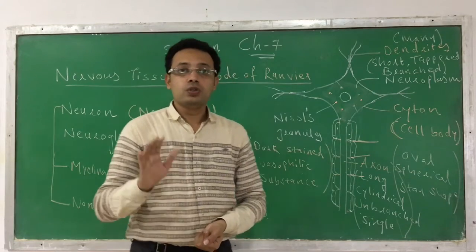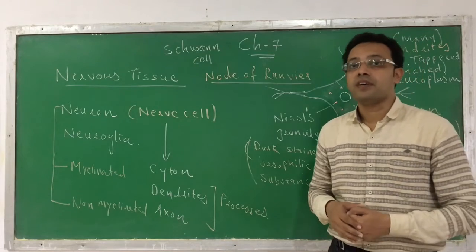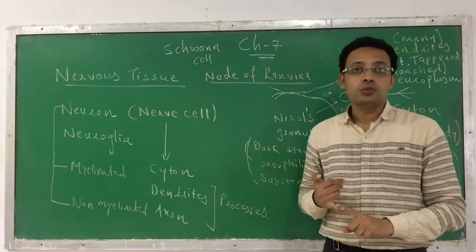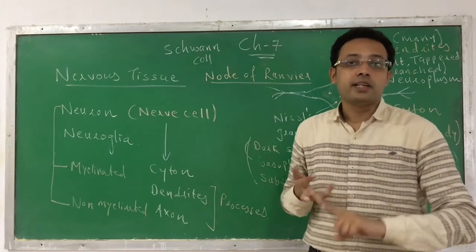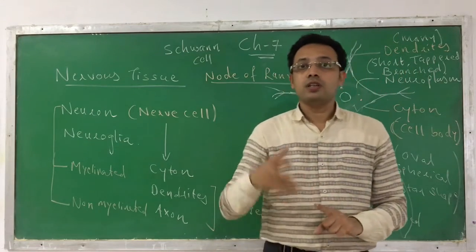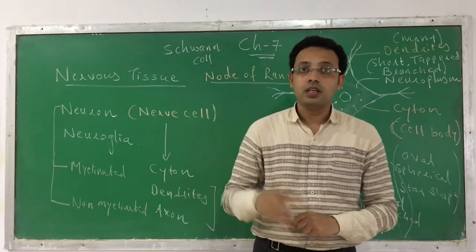Okay, so here we have finished with four different kinds of tissues found in animals: epithelial tissue, connective tissue, muscular tissue, and nervous tissue. In the next session, we will start the organ and organ system organization in earthworm.